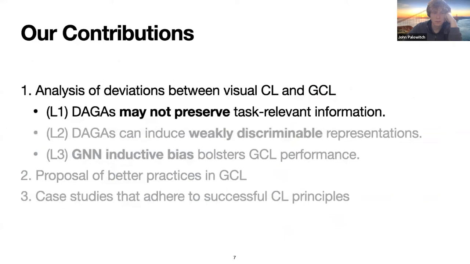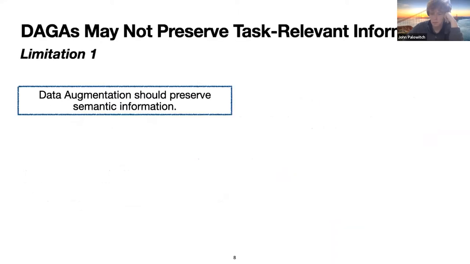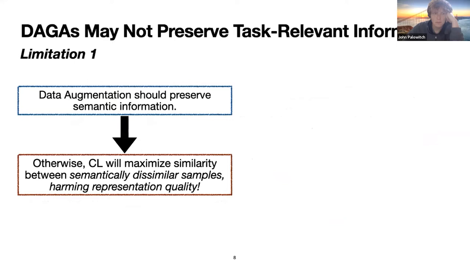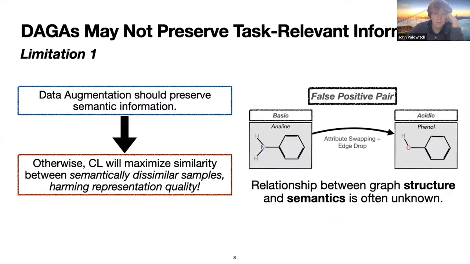We begin by looking at the deviations between visual CL and graph CL. Now, recall that data augmentation should preserve semantic information. Otherwise, if this information is destroyed, contrastive learning will maximize similarity between semantically dissimilar samples, which will then harm representation quality and hurt downstream task performance. For example, DAGAs can create the following molecules as a positive pair, but it is going to be incorrect to enforce similarity between them as they have different properties due to their pH, one molecule being basic and the other acidic. While the relationship between the structure and the semantics is known here due to our knowledge of chemistry, on many graph datasets, such as social networks, this relationship is not going to be well known.